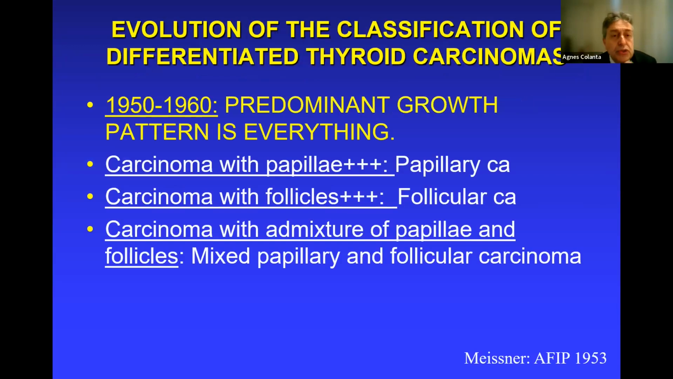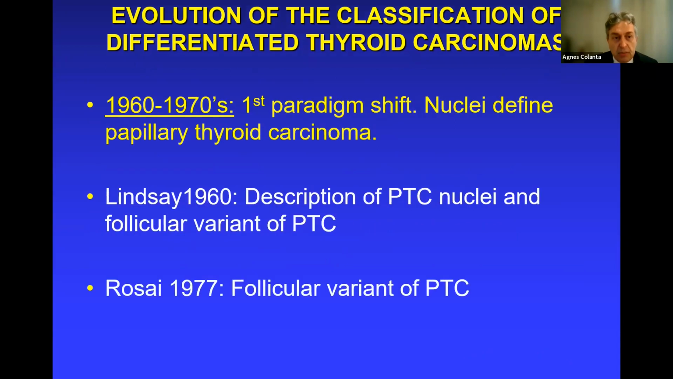So the story starts in the 1950s. At that time, it was very easy to be a thyroid pathologist because you labeled the lesion just based on the growth pattern. If the tumor had papillae, you called it papillary carcinoma. If the carcinoma had follicles, follicular carcinoma. If it's a mixture of papillae and follicles, then it's called mixed papillary and follicular carcinoma.